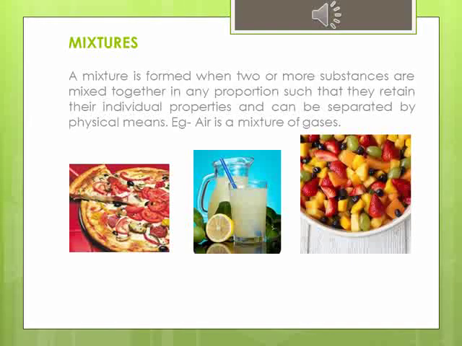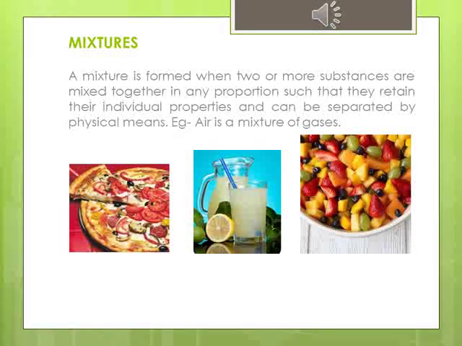Based on the state of the components of the mixture, we can have, number one, solid mixture. For example, a mixture of rice and pulses can be an example of a solid mixture. Number two, solid-liquid mixture, like sand and water, can be an example of a solid-liquid mixture. Or salt and water, sugar and water, sawdust and water.